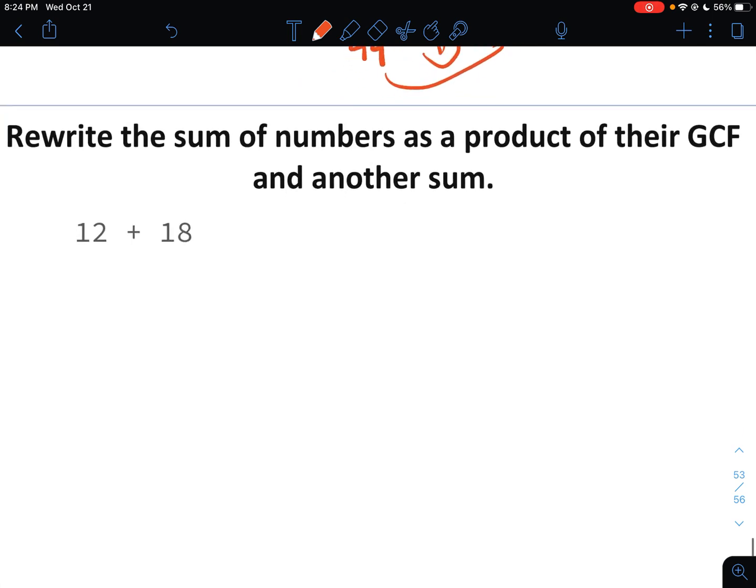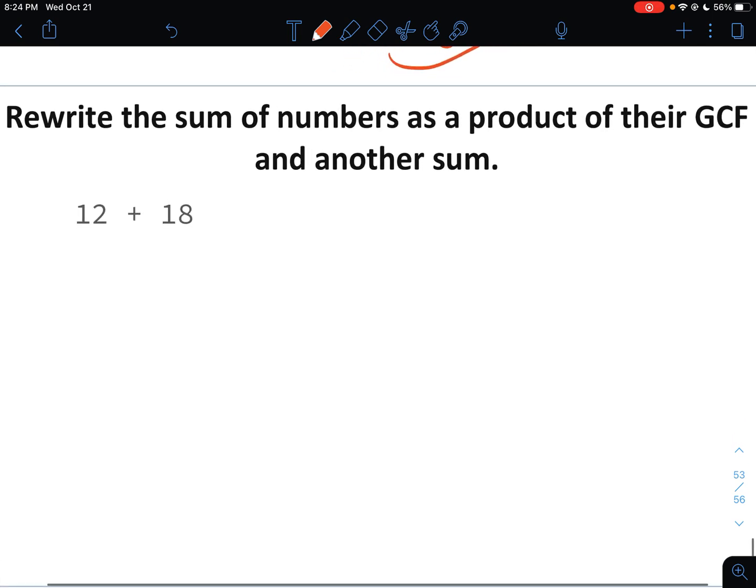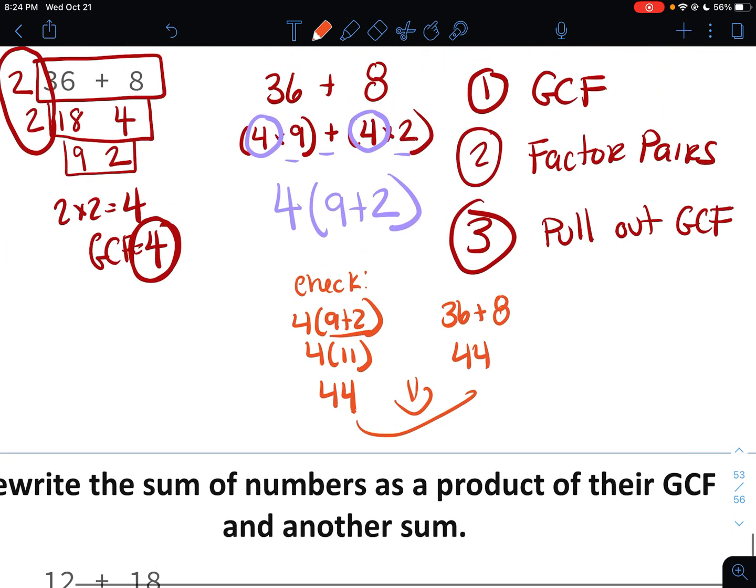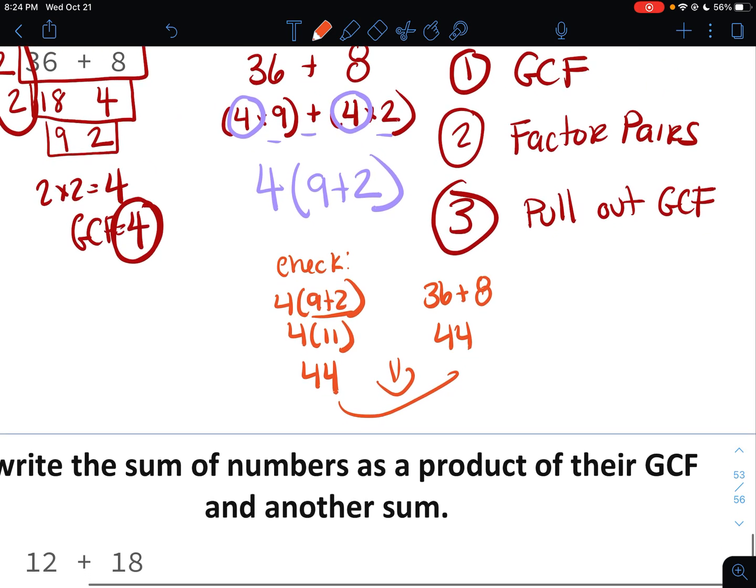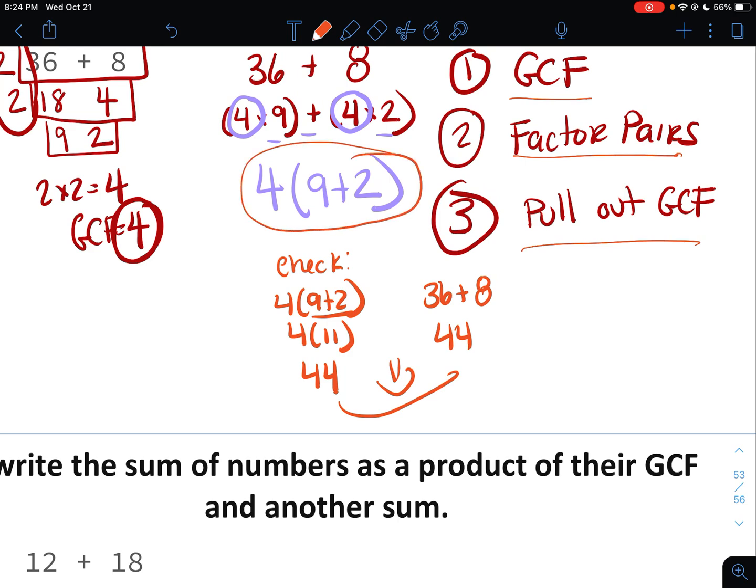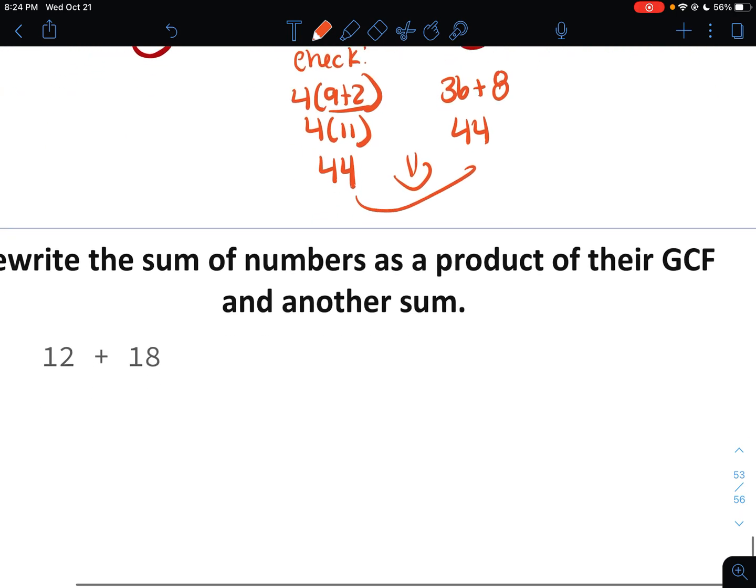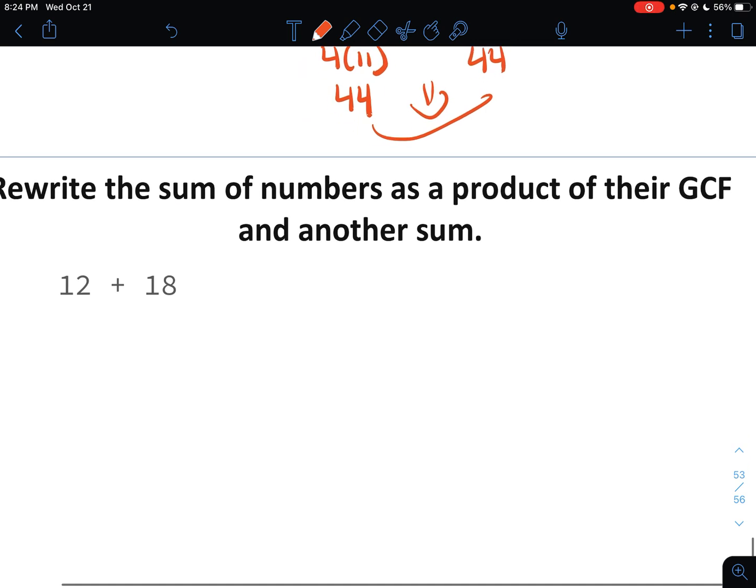So I'm going to have you do one more, but this one I want you to pause the video and try it on your own. Don't forget the 3 steps. Greatest common factor, then you write your factor pairs, and then you pull out the greatest common factor to rewrite it like that. So try 12 plus 18 on your own, and when you think you have it, you can hit play and check with my answer. Please try it on your own.